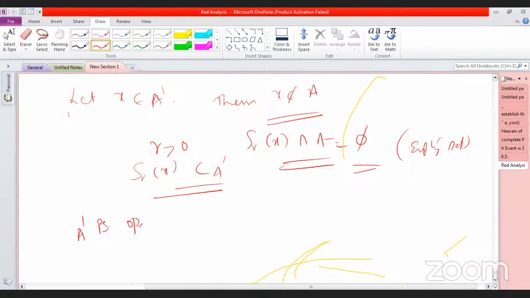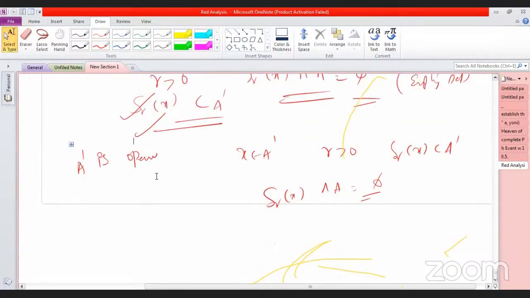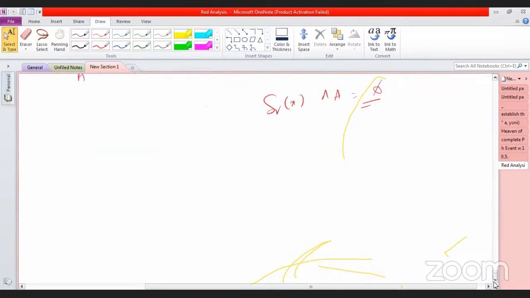A dash is open. So x belongs to A dash. R greater than 0, S of x is a subset of A dash. Here S of x intersection A is equal to empty set. Such that there is a limit point of A or no limit point of A? No limit point. All the limit points of A belong to A, therefore A is a closed set. Conversely, the complement A dash equal to X minus A is open. Clear? Not clear. Clear, Amma? Clear.